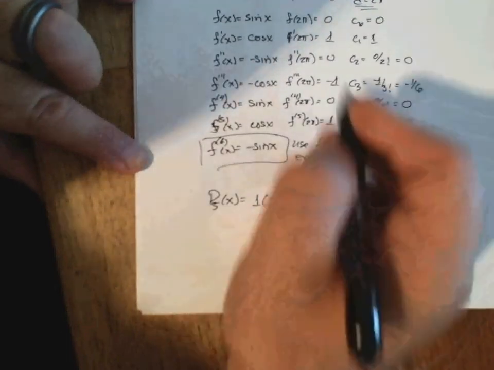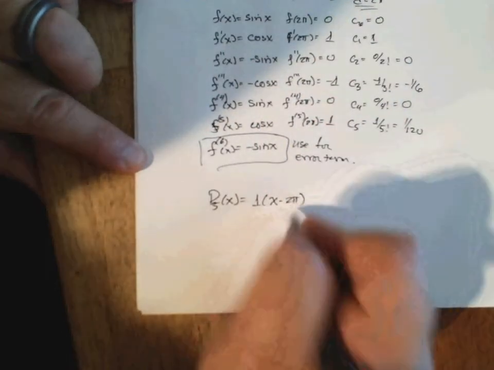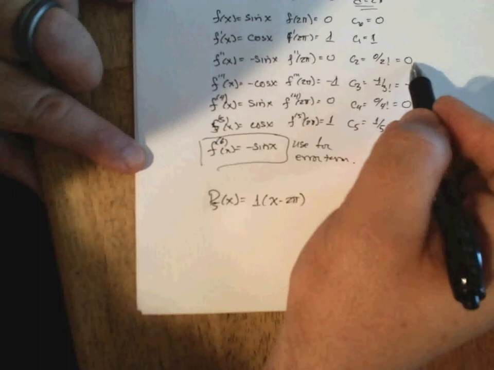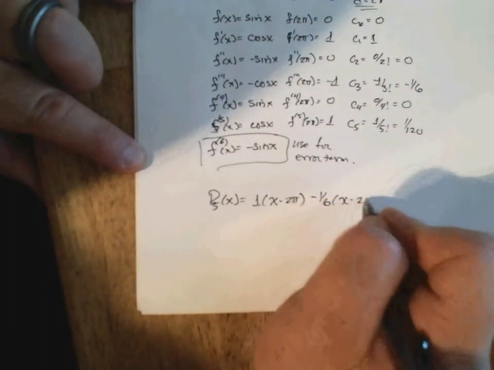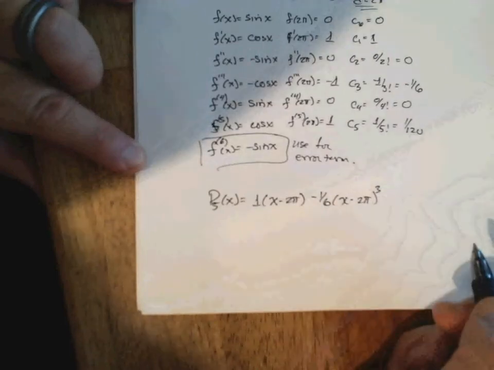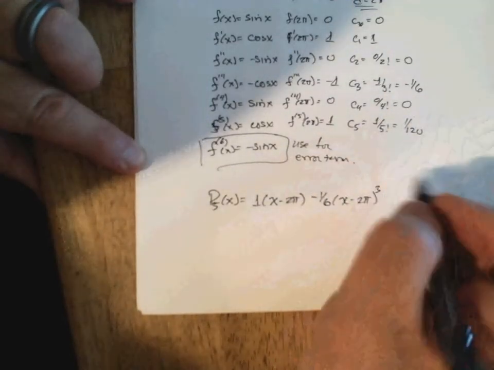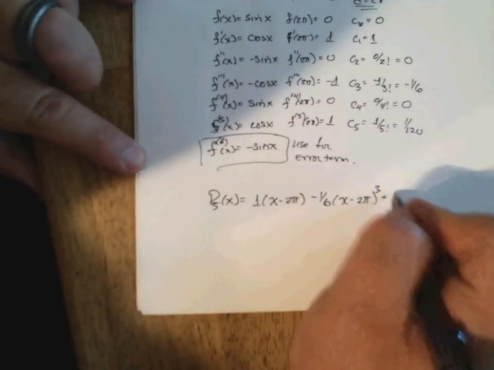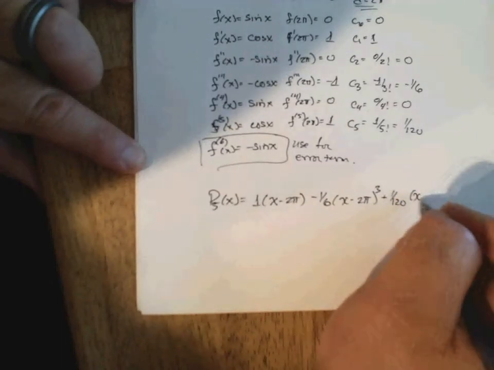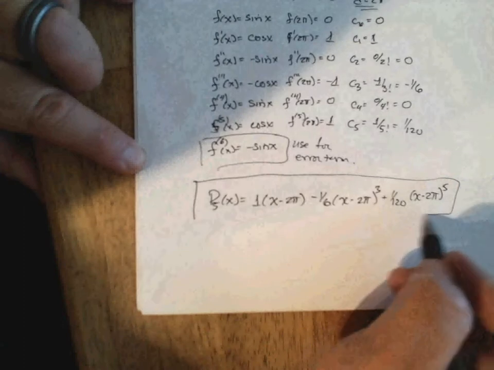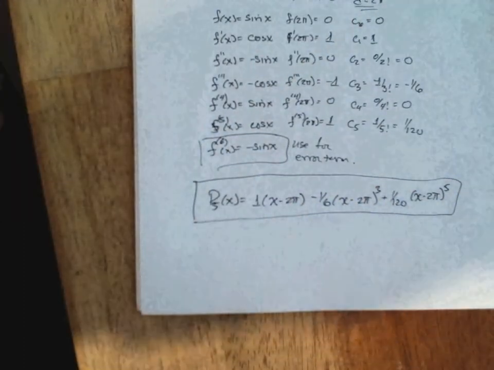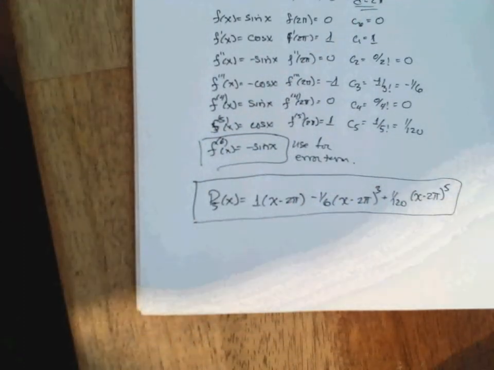C0 is 0, C1 is 1, and that multiplies x minus the center to the 1 power. C sub 2 is 0, then C sub 3 is minus 1/6. That's x minus 2 pi to the third power. Remember, that's C sub 3. C sub 4 is 0. C sub 5 multiplies x minus 2 pi to the fifth. There's our polynomial. Okay?